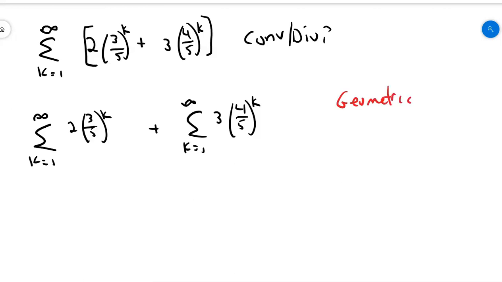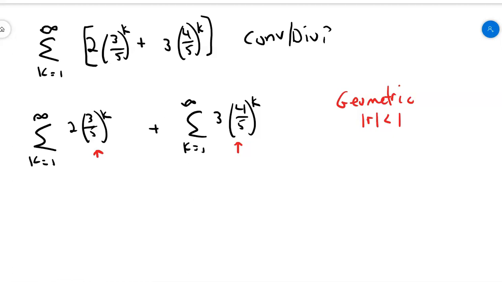And they're both geometric series with a ratio less than 1, right? So this one, the ratio is 4/5. This one, the ratio is 3/5. Both of those series have a ratio less than 1. So therefore, I know that they're both going to converge. If I can figure out separately what each one converges to, then all I have to do is add them together, and I'll figure out what the entire original series converges to.